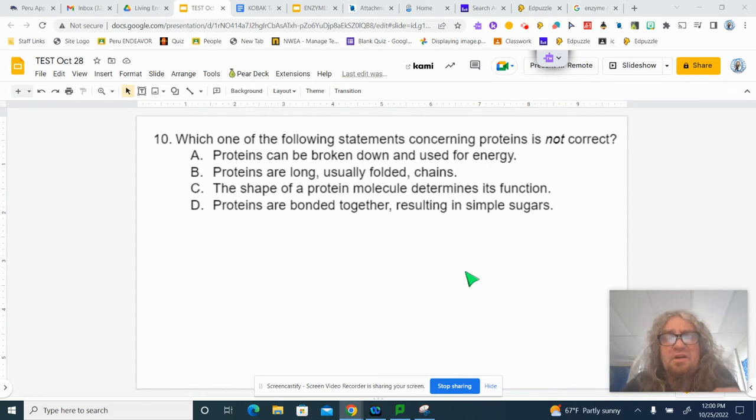Question 10. Which one of the following statements concerning protein is not correct? A, proteins can be broken down and used for energy. B, proteins are long, usually folded chains. C, the shape of a protein molecule determines its function. D, proteins are bonded together, resulting in simple sugars.